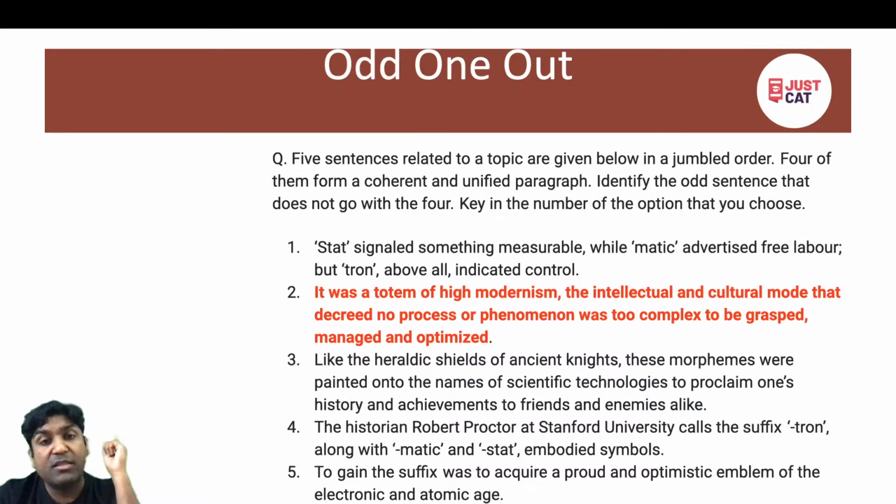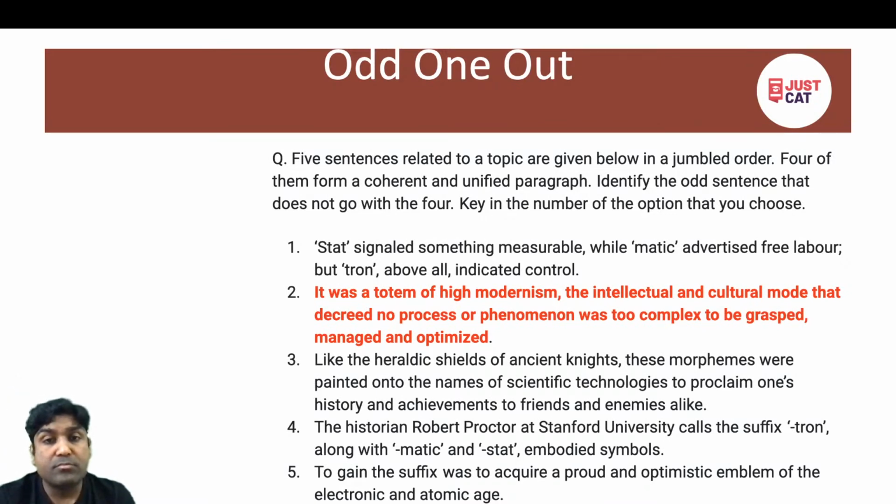3, 4, 5, and 1, they were talking about the suffixes being utilized to provide a certain amount of honor or respect or pride in the name of scientific technologies and the people who have found them. So it starts with 1, which says, a history. The historian Robert Proctor at Stanford calls the suffix "tron", along with matic and stat, embodied symbols. Then goes 1, stat signals something measurable, while matic advertises free labor, and tron above all indicates control.